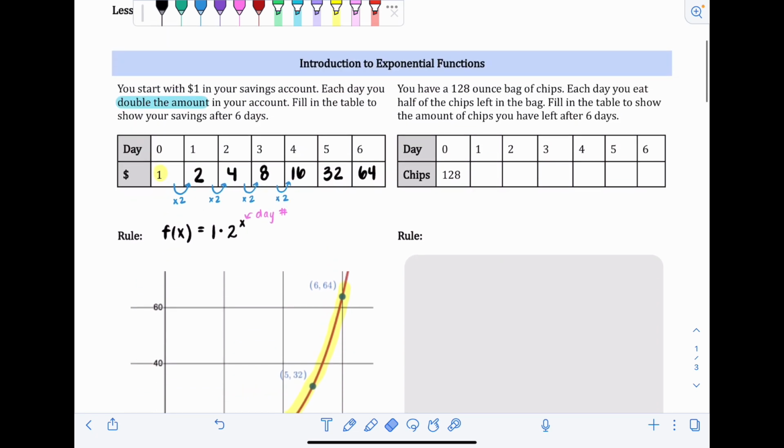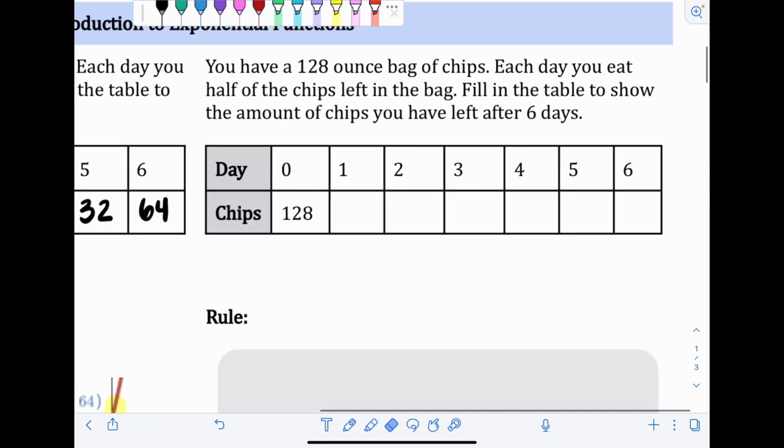Okay, so for the second example, you have a 128-ounce bag of chips. Each day you eat half the chips left in the bag. Fill in the table to show the amount of chips you have left after 6 days. So on day 0, it's when you first get the bag, so you have 128 ounces of chips in the bag. And then on day 1, you eat half of that.